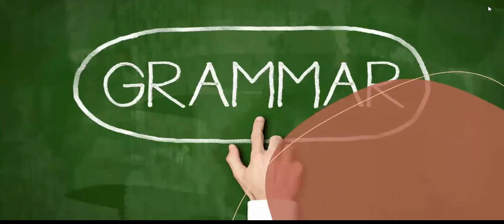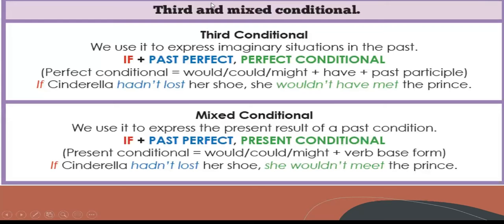We have grammar, okay? We have the third and the mixed conditional. These are two different conditionals. So, the third conditional, take a look at this. It says we use it to express imaginary situations in the past, okay? You don't have to copy this structure. I put it on the other slide a little bit more explained, and I think it's better, okay?